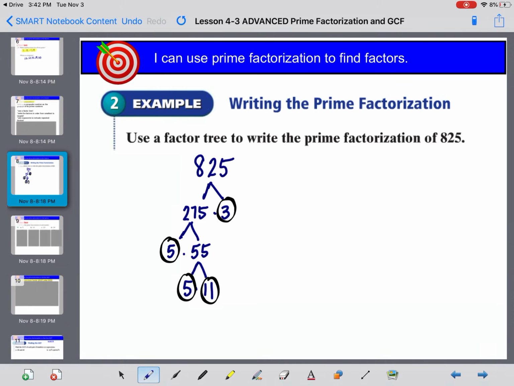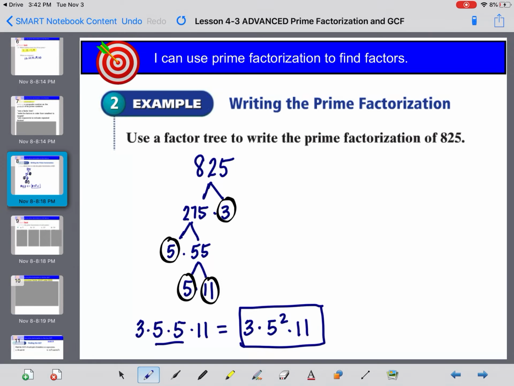So what is the prime factorization? I list the numbers I circled in order from smallest to biggest. 3 times 5 times 5 times 11, but I'm not done there. You need to list repeated factors as exponents. 3 times 5 squared times 11 is proper notation for the prime factorization of 825. And if you actually multiplied 3 times 5 squared times 11, it would equal 825.